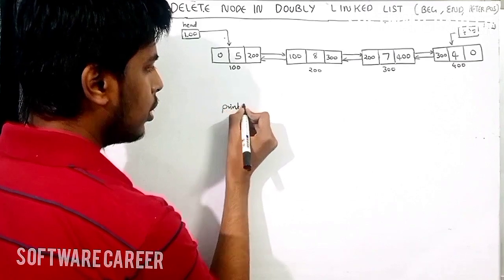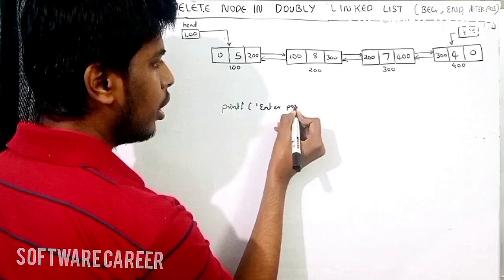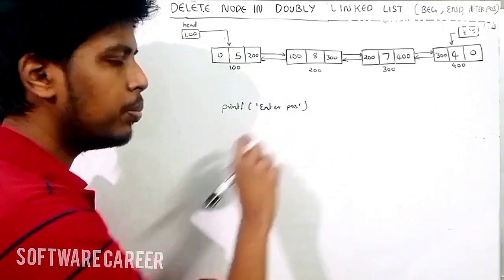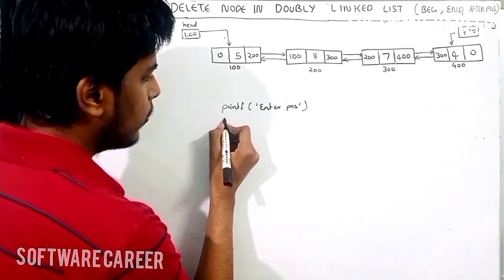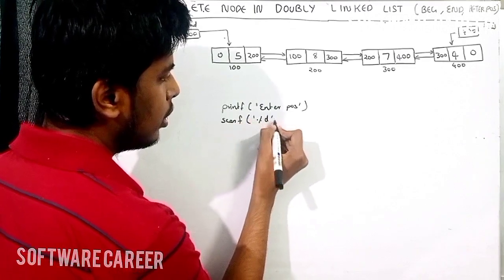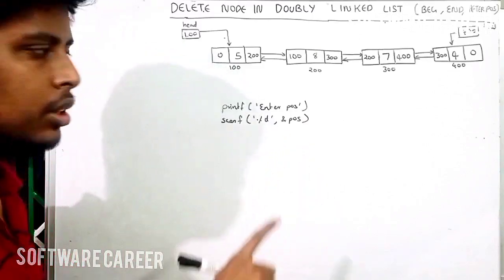Printf enter position. Now if the user enters some value, that value will be stored in position. How can it be stored? By using the scanf function. So see here, scanf %d comma and position. Now if the user enters the value, it's stored in position.